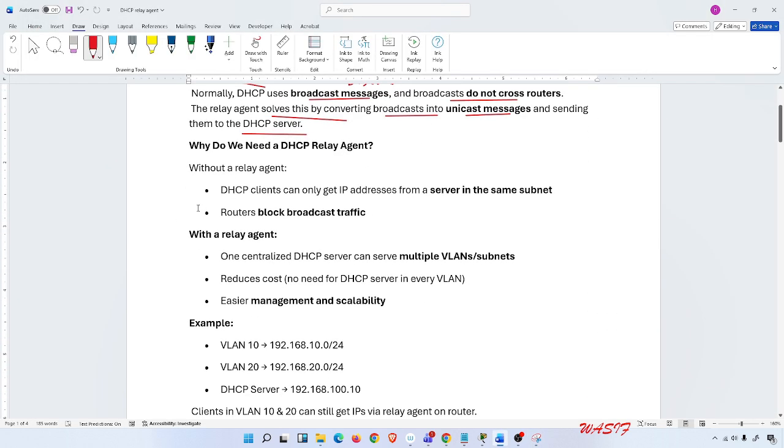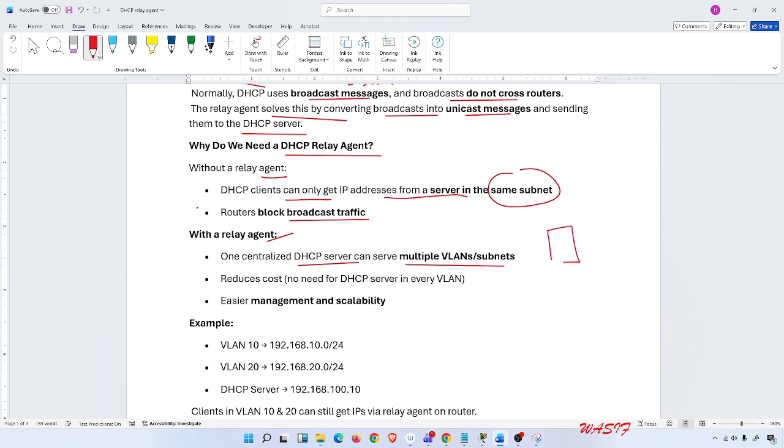So why do we need a DHCP relay agent? Without a relay agent, the DHCP client can only get an IP address from a server in the same network. But we are not talking about the same network or the same subnet. The router blocks the traffic. We are talking about when the DHCP client and the server are in different networks. With the relay agent, you can have a centralized DHCP server that can serve multiple VLANs and subnets.